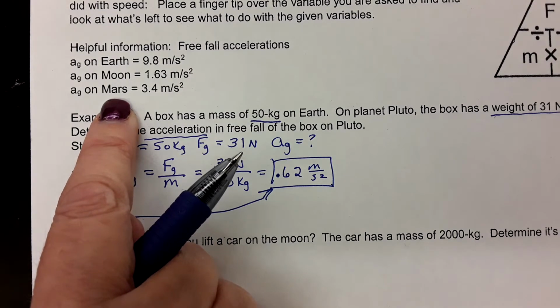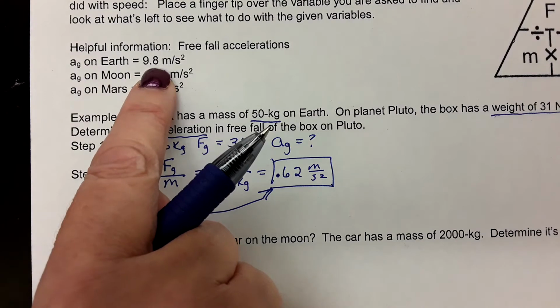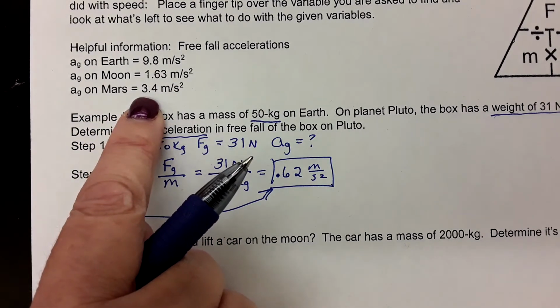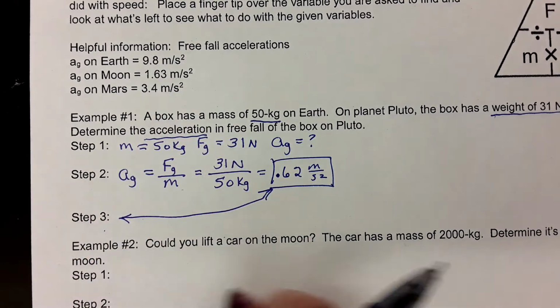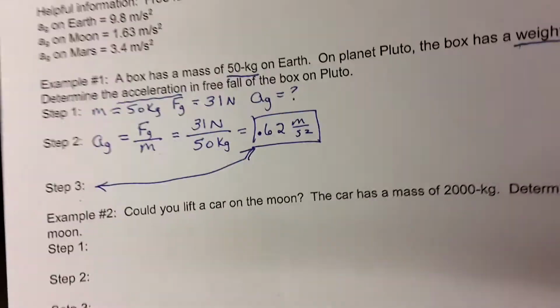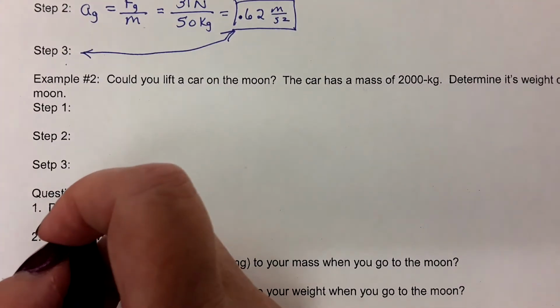The acceleration due to gravity of objects in free fall on Earth would be 9.8, on the Moon 1.63, and on Mars 3.4 meters per second squared, because those are the units for acceleration. All right, let's look at example 2.